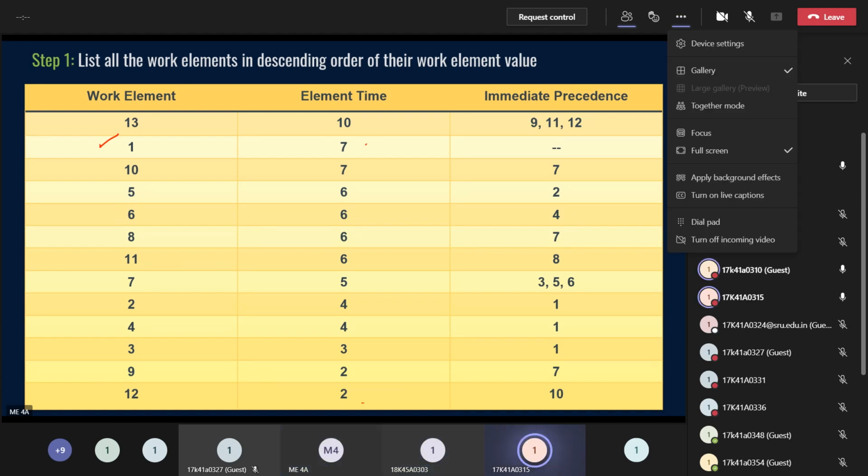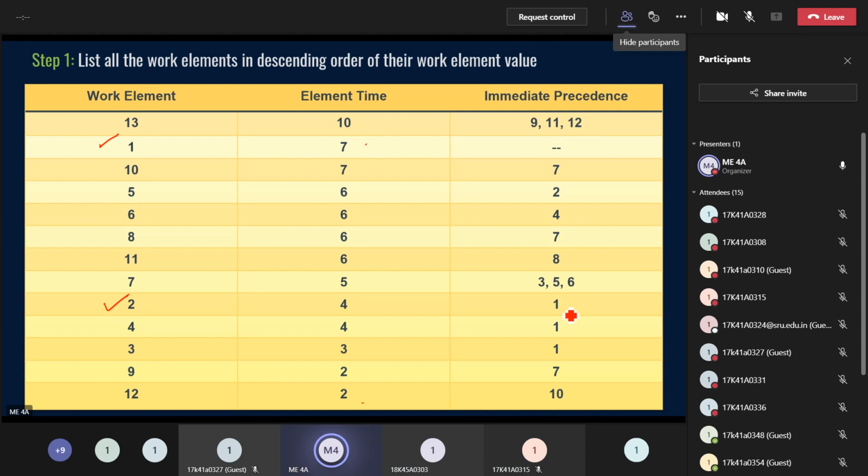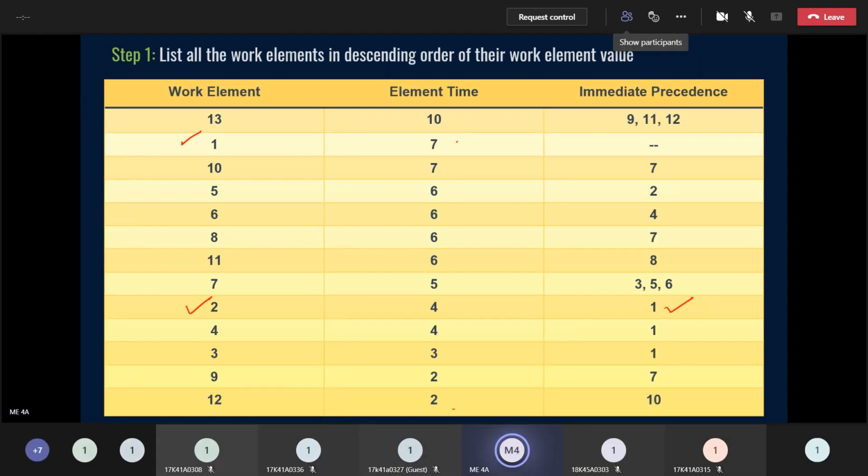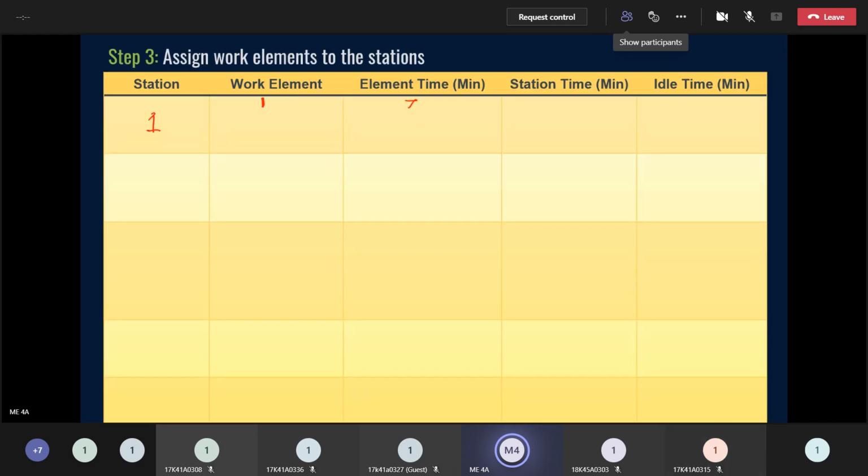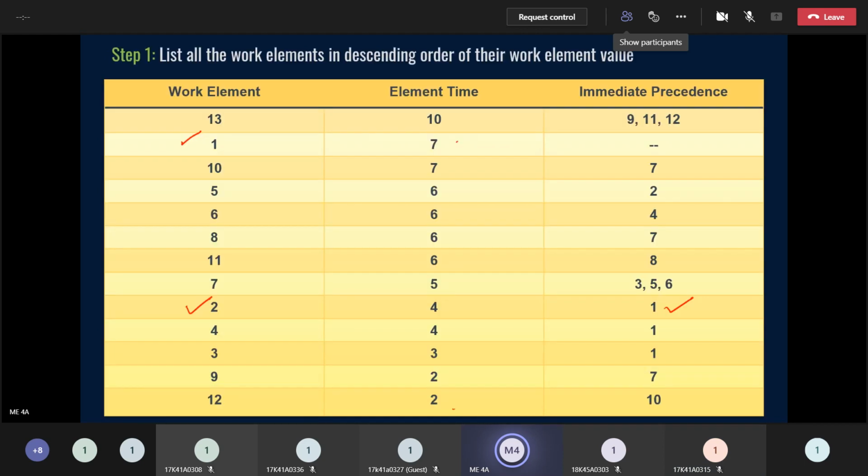Element 2, sir. Element 2, for which precedence is 1, which is already over. Element 2 takes 4 minutes, so I can assign element 2. Up to now, how many minutes are over? 11 minutes, 7 plus 4. Still I have 5 minutes more, as maximum is 16 cycle time. So what is the next element I can assign? Again, check from the top.